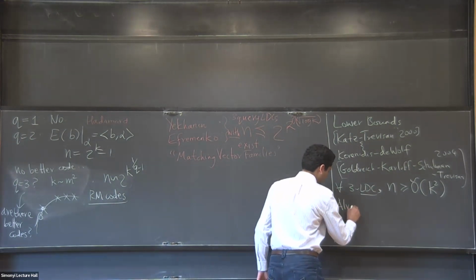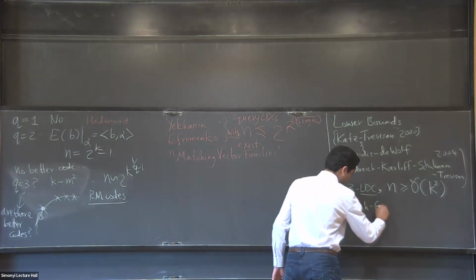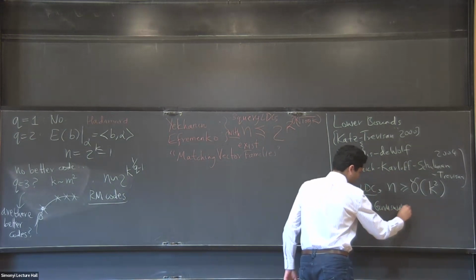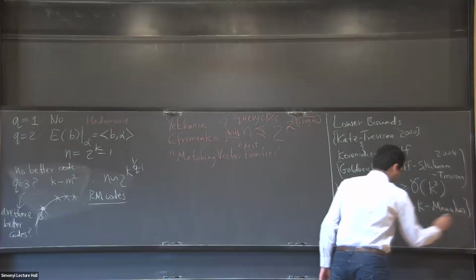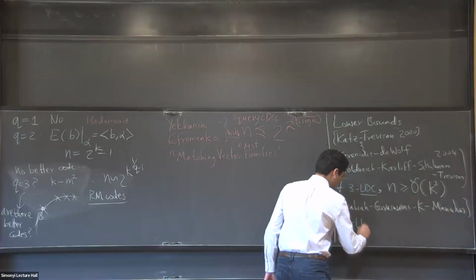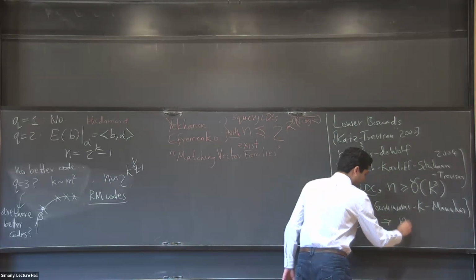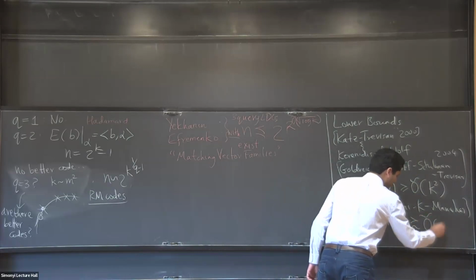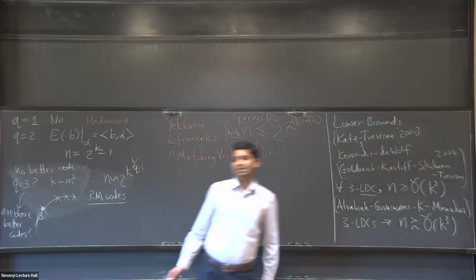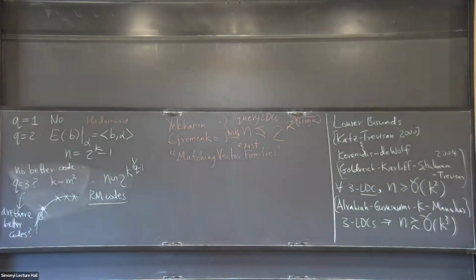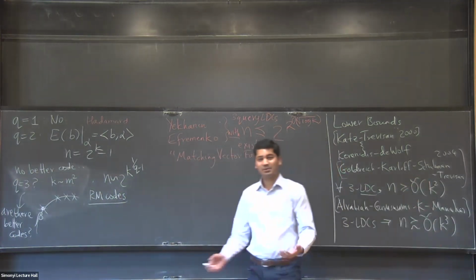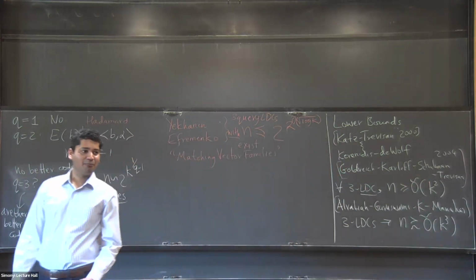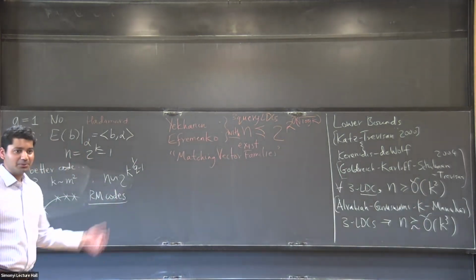Then last year, and this is a result that I almost completely proved for you, with Alrabiah, Guruswami, and Kothari, we proved that for 3 LDCs, N must be, up to some polylog factors, k cubed. So we were able to add a factor of k. It's only interesting because it's a factor of k on k squared, so k squared goes to k cubed. It's a little bit better, still ways off from the upper bound, but that's the best we can do.